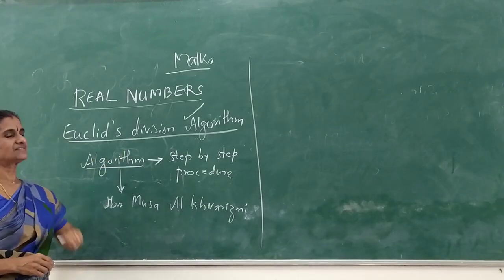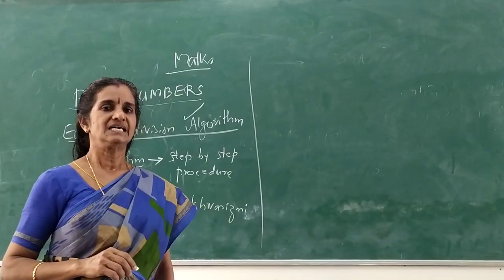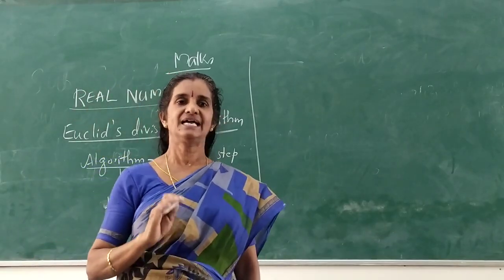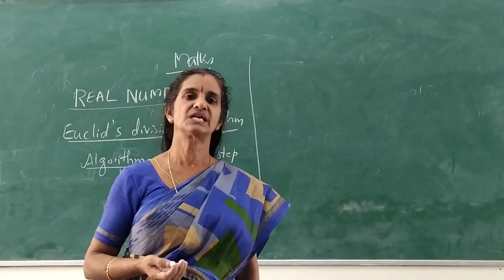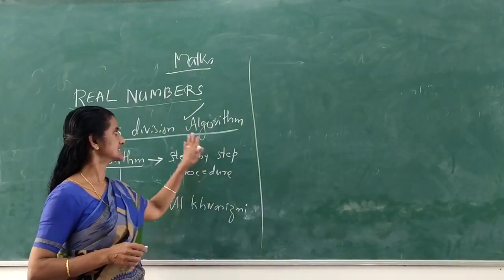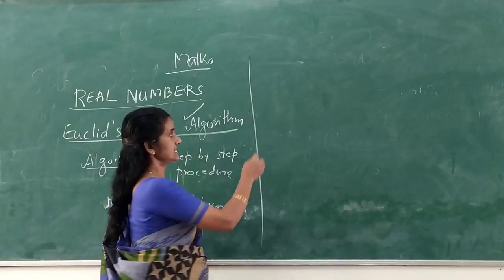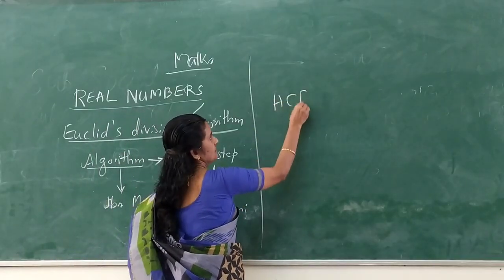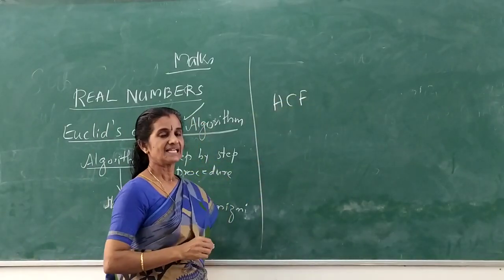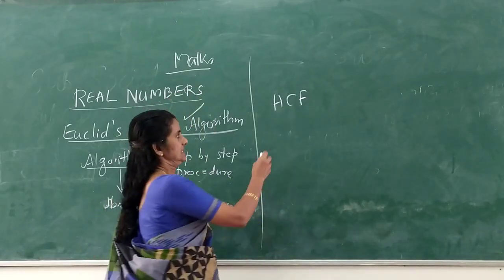This Euclid's division algorithm is a technique for finding the HCF, highest common factor, of two given positive integers. That means Euclid's division algorithm is a technique to find the HCF of two given numbers. Let us see what is meant by an HCF of two given numbers.